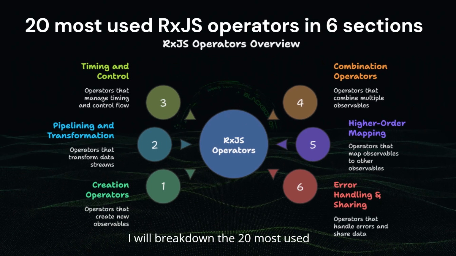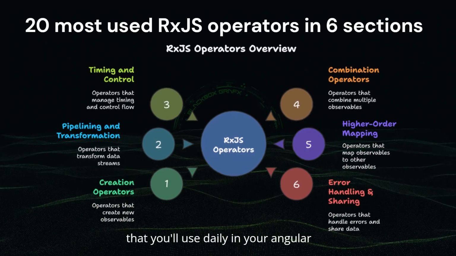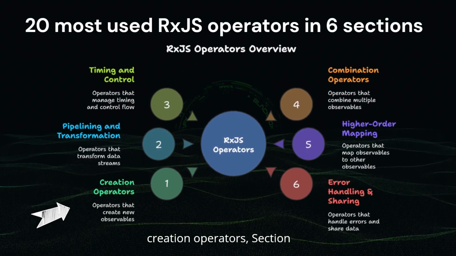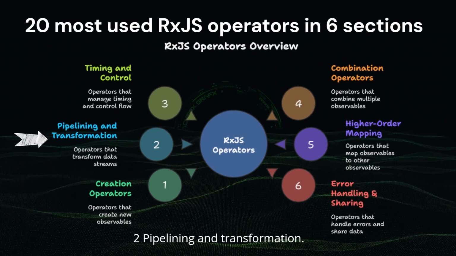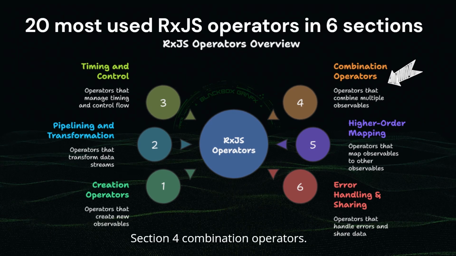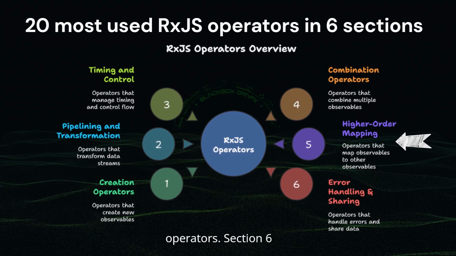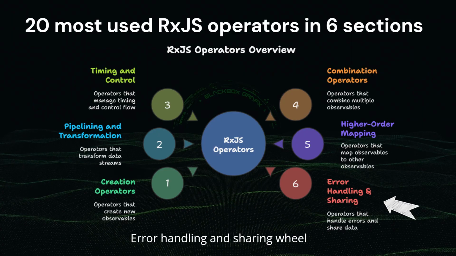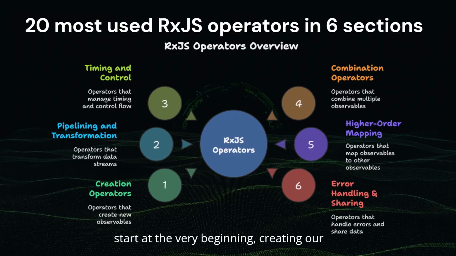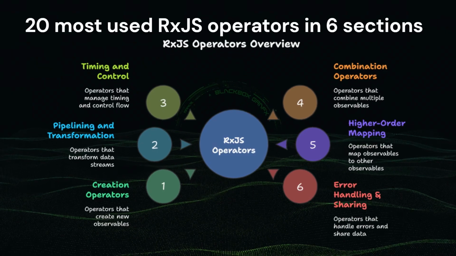I will break down the 20 most used RxJS operators in 6 sections that you'll use daily in your Angular projects. Section 1, Creation Operators. Section 2, Pipelining and Transformation. Section 3, Timing and Control. Section 4, Combination Operators. Section 5, Higher Order Mapping Operators. Section 6, Error Handling and Sharing. We'll start at the very beginning, creating our data streams, or as they're called in RxJS, our observables.